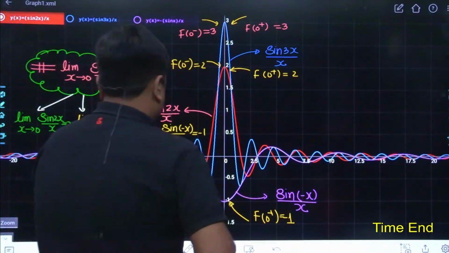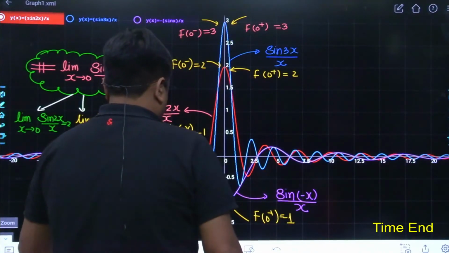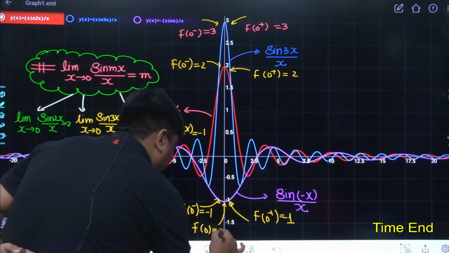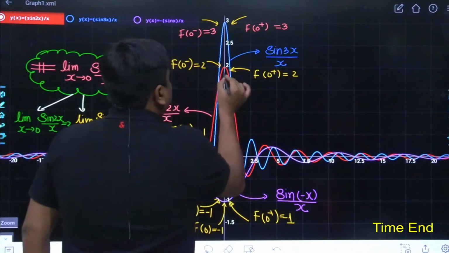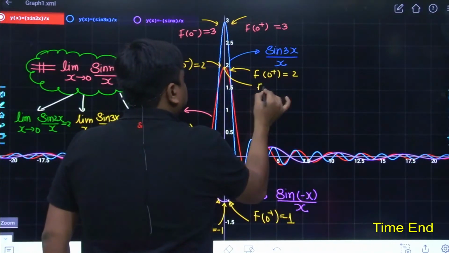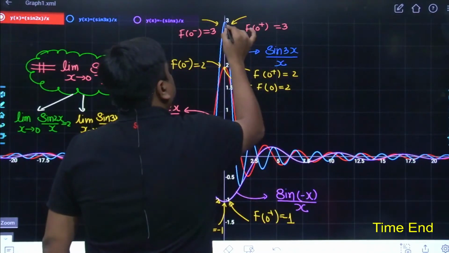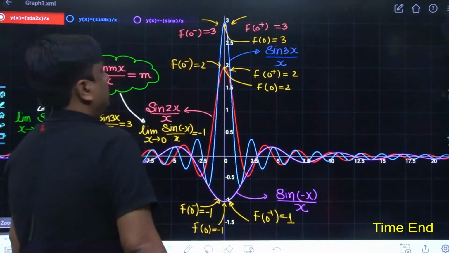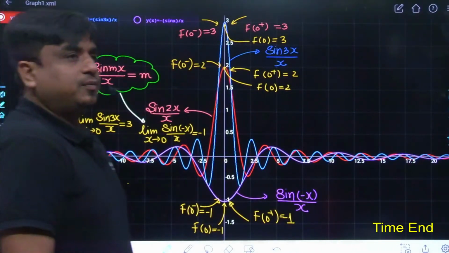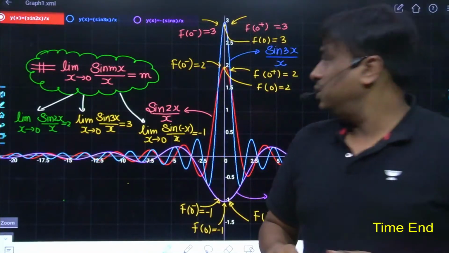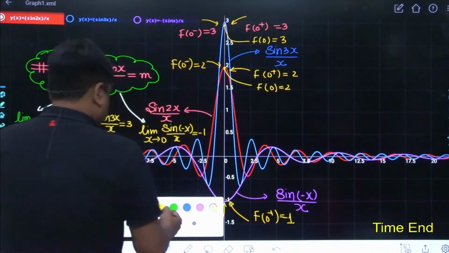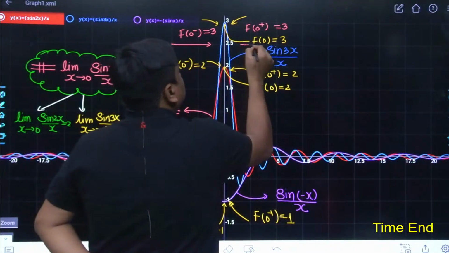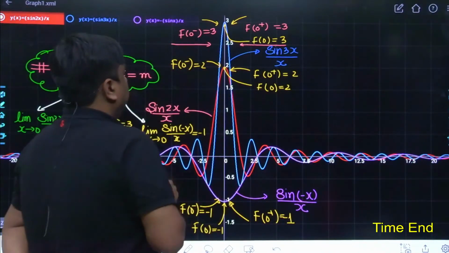Yes, if you want, you can take the value here as well. F of 0 is also been minus 1. If you want, you can take the value over here itself. F of 0 is also been 2, and here f of 0 has been 3. Agreed?